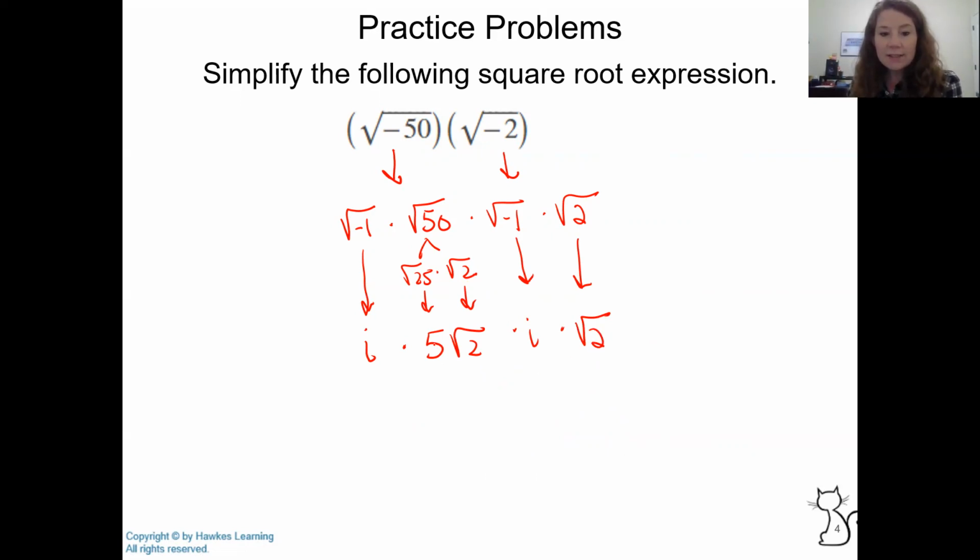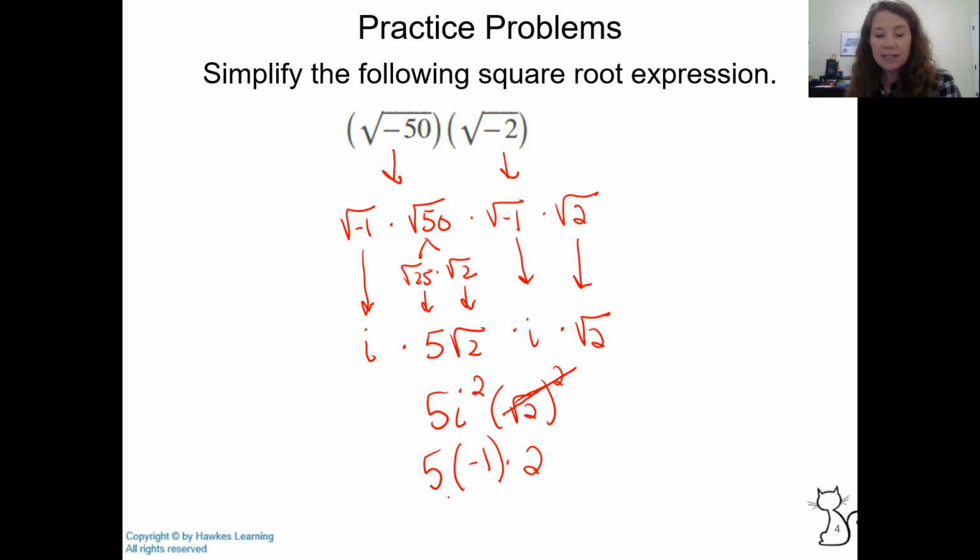So 5 times i, well, i squared is, of course, -1, and then we have the square root of 2 times the square root of 2. So the square root of 2 squared, these cancel each other. So that's just 2. I get my words mixed up. i squared is equal to -1.